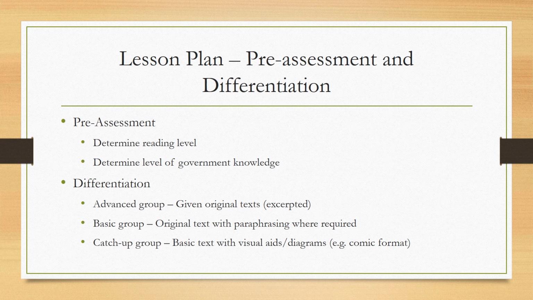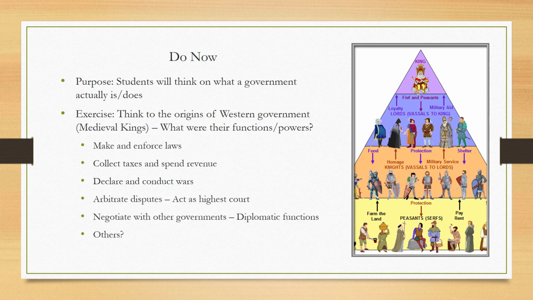Before the class begins, there will be a pre-assessment and differentiation of the class to find out at what level the students actually read. The most advanced readers will be given direct excerpts from the original sources of the Constitution and other texts. More basic readers will be given these excerpts, but with paraphrasing to help them understand the more difficult concepts. And finally, the least advanced group, the catch-up group, will be given the paraphrased text as well as visual aids where necessary to help them understand.